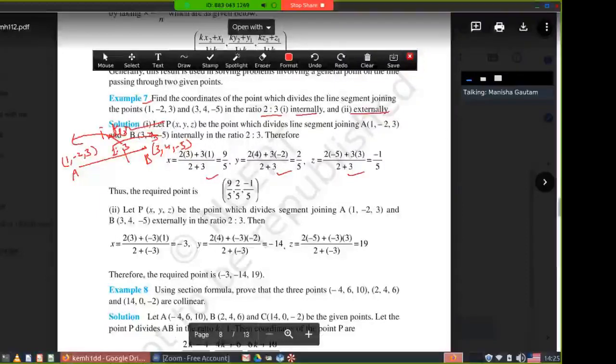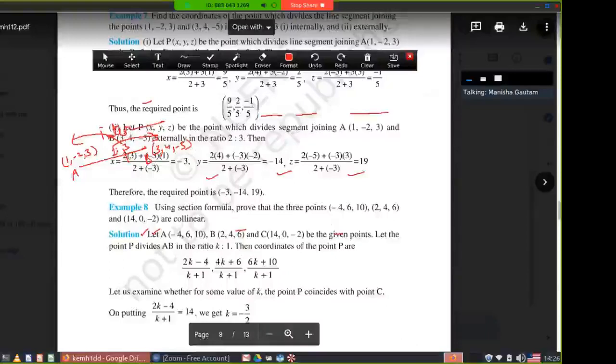For externally, you have to just put a minus sign in between, as it is written in the formula. Here it is written with a minus sign with the 3. So -3 is used, or you can directly use a minus sign at the place of plus, and 3 taken as it is. And you can directly apply the formula. You will get the same answer in both cases. Okay. I think it is not difficult to do, complete it.